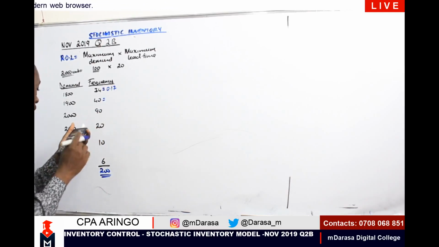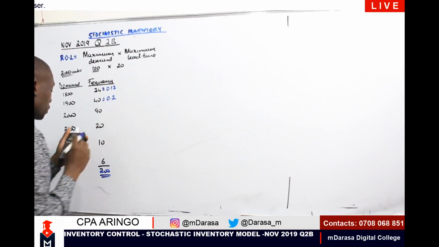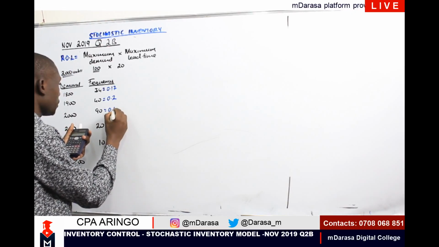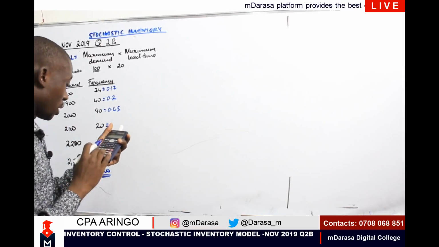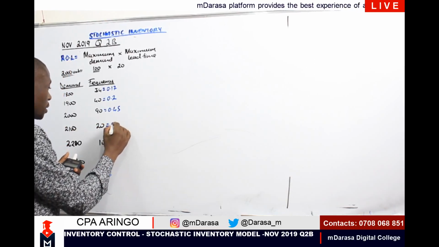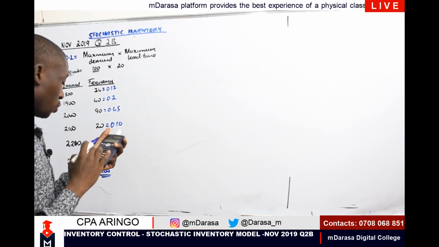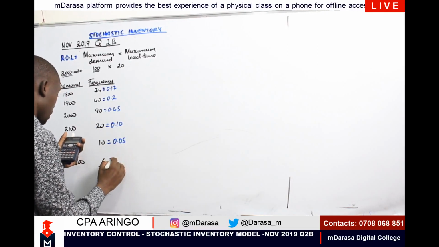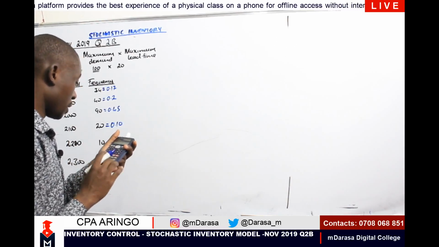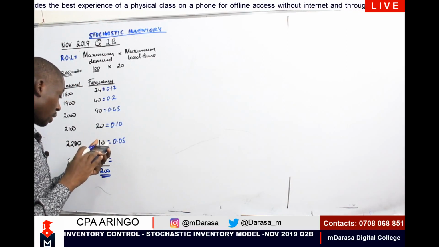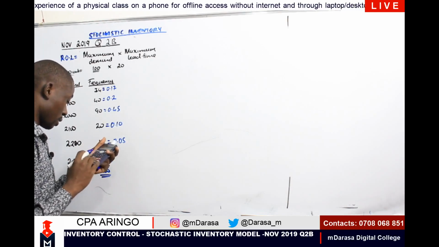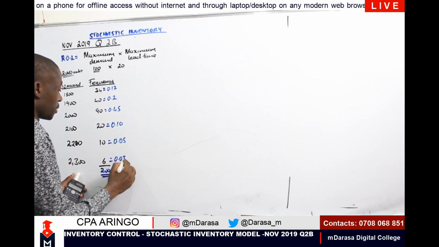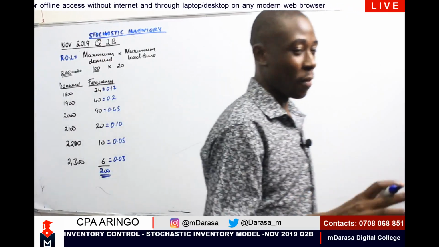That should give us 0.2. 90 of 200 should give us 0.45. 20 of 200 should give us 0.1. 10 of 200 should give us 0.05. And lastly, 6 of 200 should give us 0.03. So we have our probabilities, my good students.